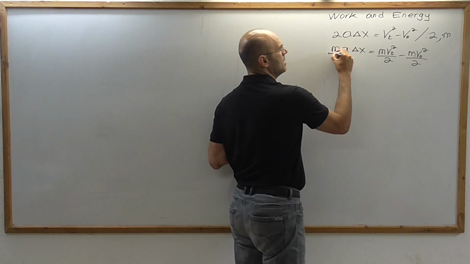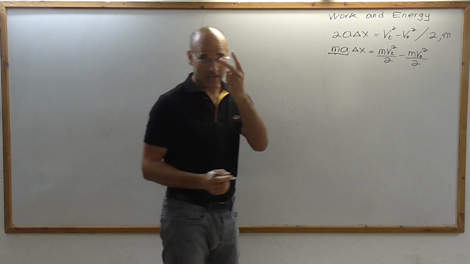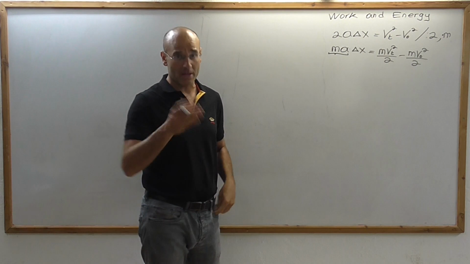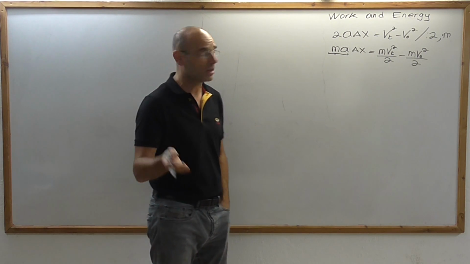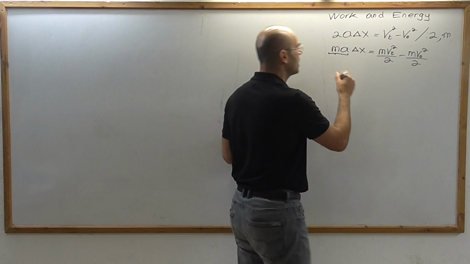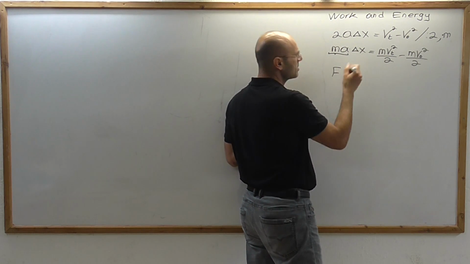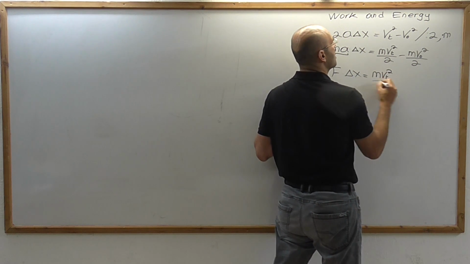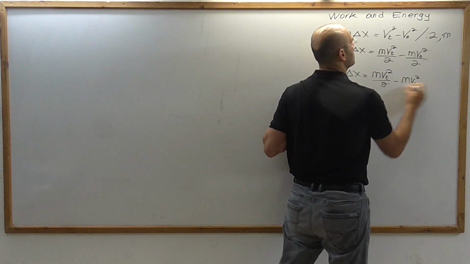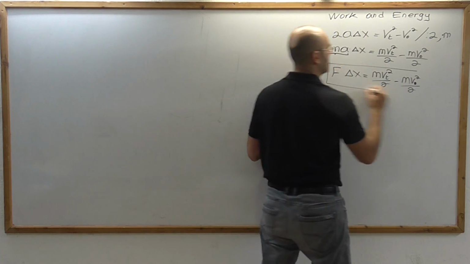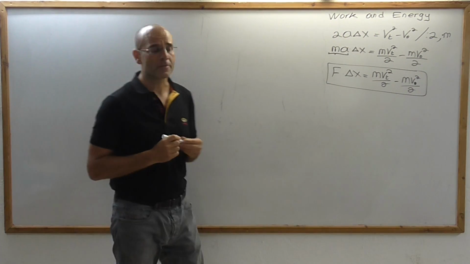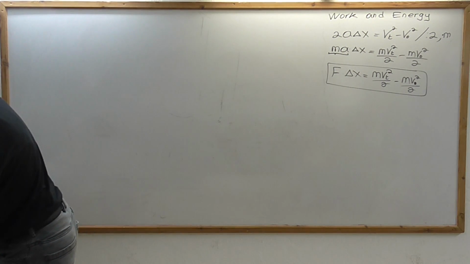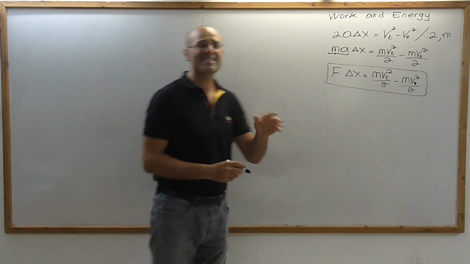Now, what is ma? According to the second law of Newton, ma is the net force, the total force that is applied on the object. So instead of it, I can write F total, or just F, multiplied by delta x is that minus that. Okay, I got this equation.